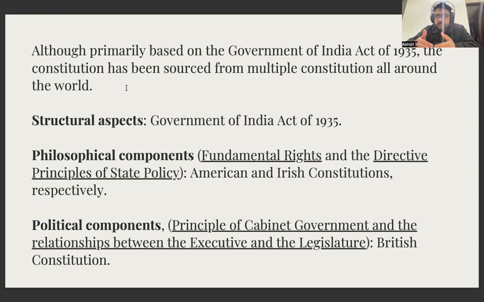When you come to political components, you'll realize that most of the political aspects associated with the Indian Constitution came from the British Constitution. For example, the principle of cabinet government, the relationships between the executive and the legislature. The parliamentary system of Britain was also emulated here, and multiple similar aspects.